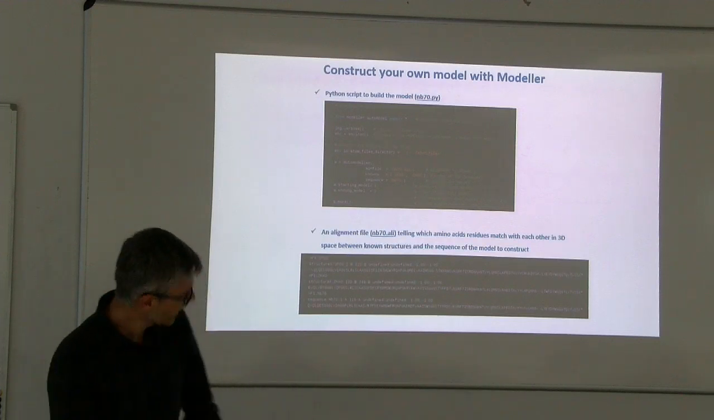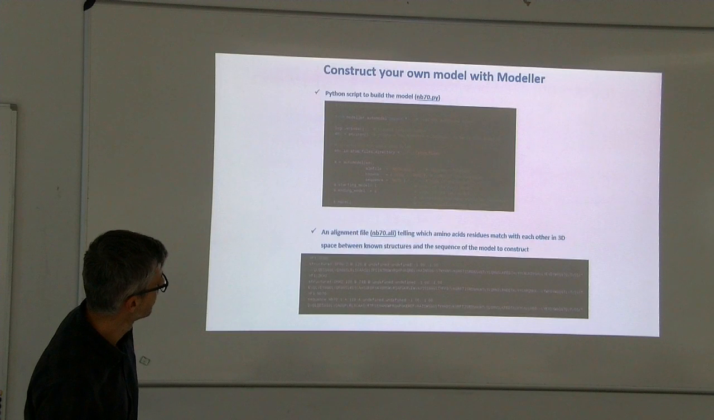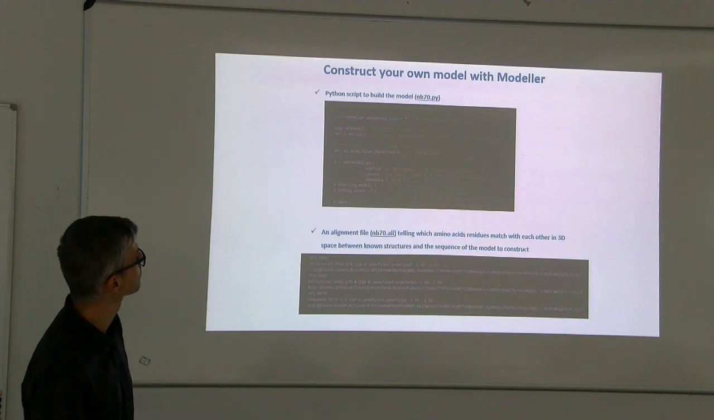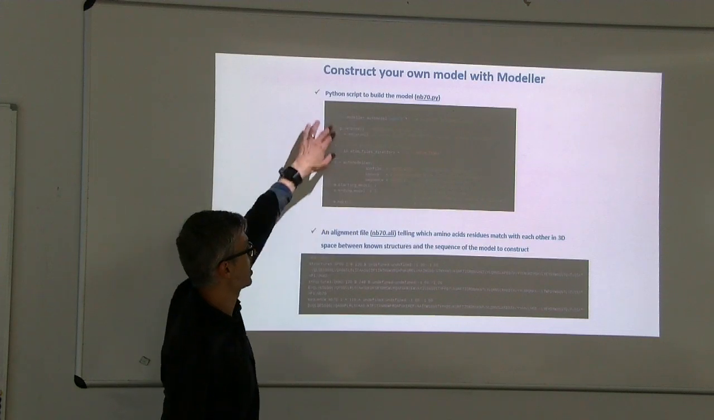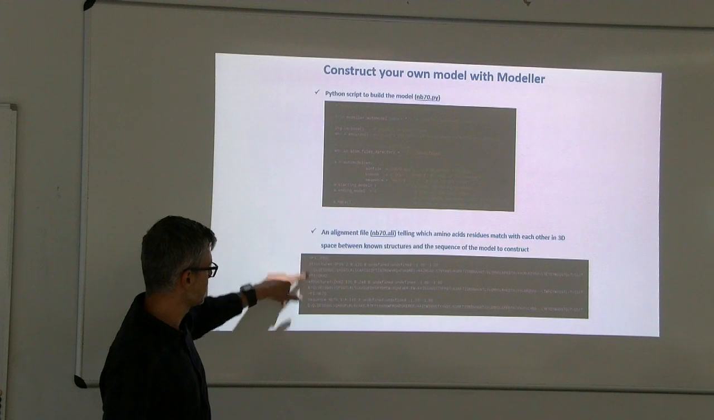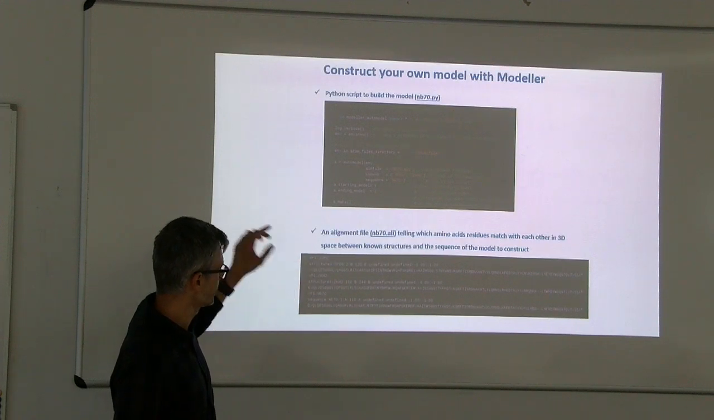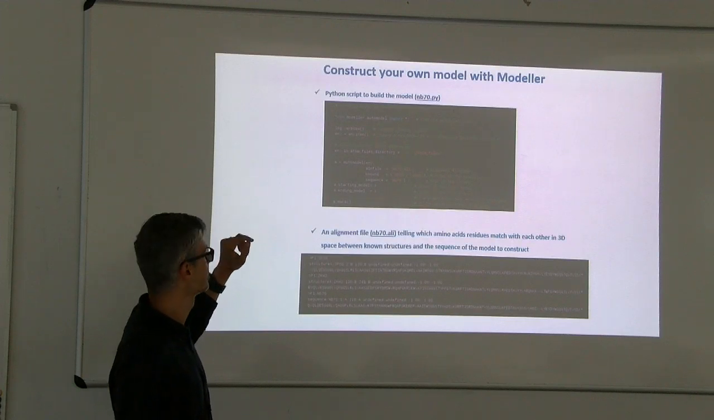And then the last part is how you can make a homology model with Modeler. For that you need 2 files. You need a Python script, a small one actually, it's always the same. And then an alignment file. The alignment file is the one you have to make for yourself. So you start with your initial alignment to identify your templates.